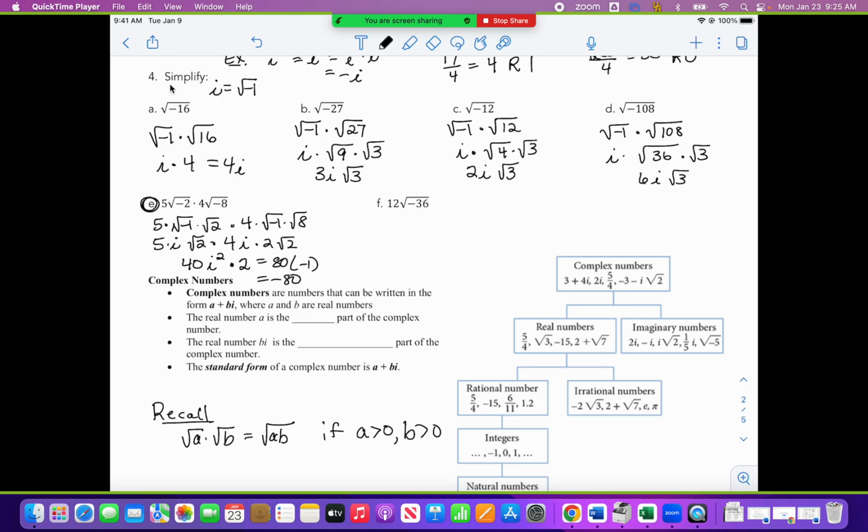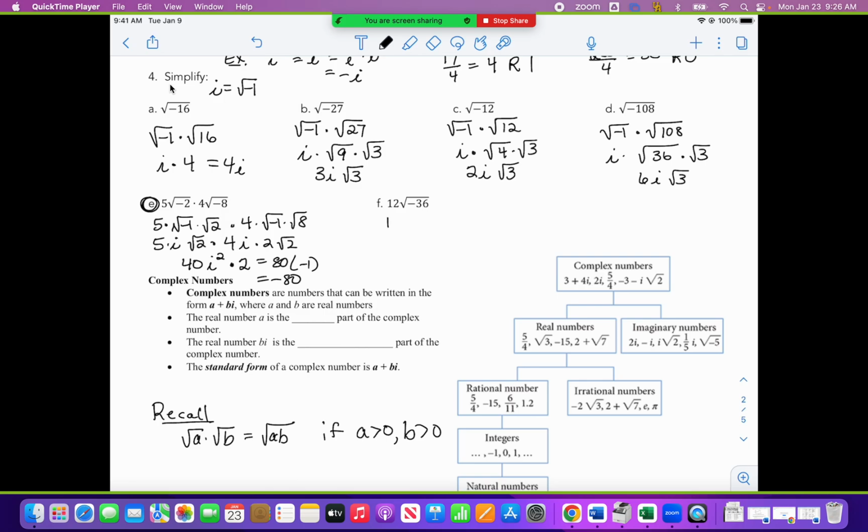So do you see, if I had not pulled the i's out first, then I would have gotten a positive 16, and that would have been a positive 80. So let me say this again. That product property for radicals only works if the radicands, what's underneath the radical, are positive. So if you have negatives under a square root, you have to pull the i's out first. The square root of negative 1s have to come out first. Otherwise, you're going to get a different answer.